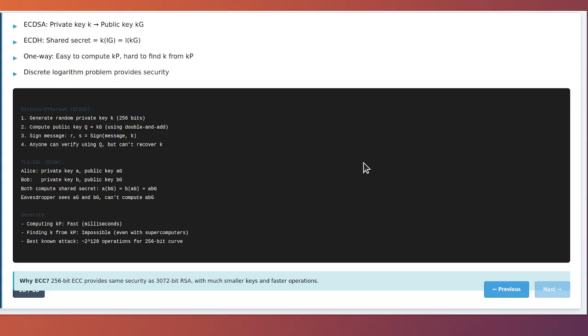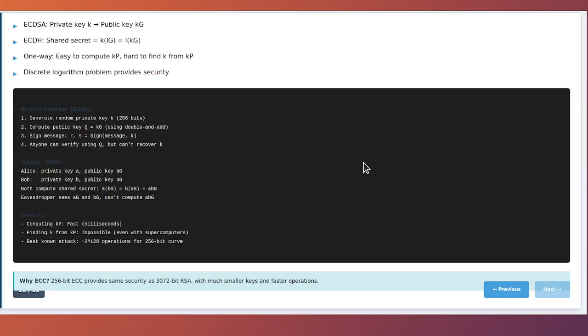The algebraic formulas we've studied, point addition, point doubling, and double and add, are exactly what's implemented in cryptographic libraries. The only difference is using finite fields instead of real numbers, which keeps the coordinates bounded and makes the arithmetic fast. The same formulas, the same algorithm, just different numbers. That's the power of abstract algebra. Derive it once, use it everywhere.